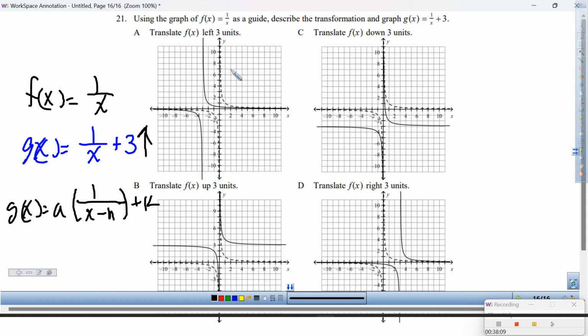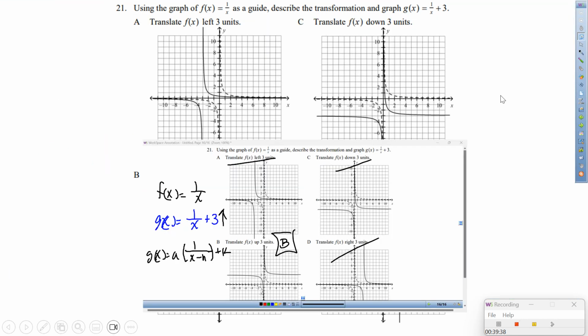That is correct. So A says to the left, no. Down, no. Up, yes. Right, no. So the correct answer is B. Once again, make sure you write them like this, one on top of the other, so you can see exactly what's going to happen to the original one, the parent function. Let's go to 22.